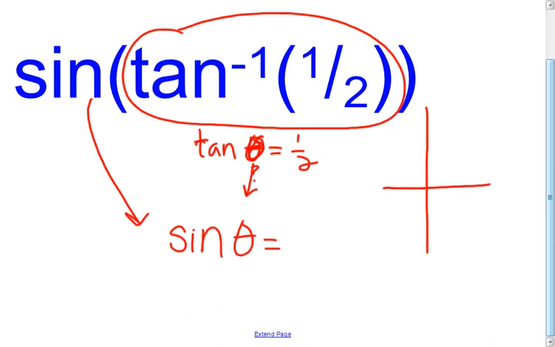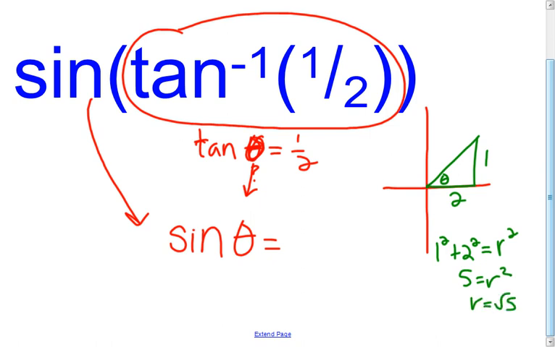If I draw kind of my handy dandy little triangle, it's going to look something like this. I know I'm in quadrant 1 and my triangle will look like that. Obviously this is my theta. Your tangent is your opposite or your y over your adjacent, which is your x. And then you can do a squared plus b squared equals c squared. So I'll do 1 squared plus 2 squared equals my radius squared. 4 plus 1 is 5, so 5 is your r squared, so r will be the square root of 5. And remember that your radius is always positive, so you don't need to worry about positives or negatives there.